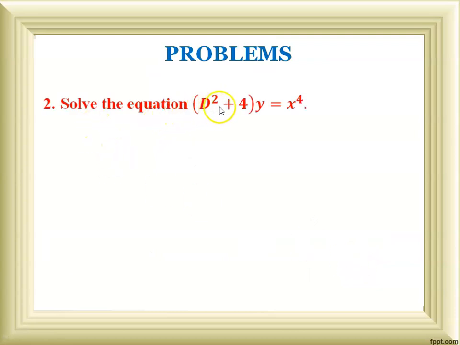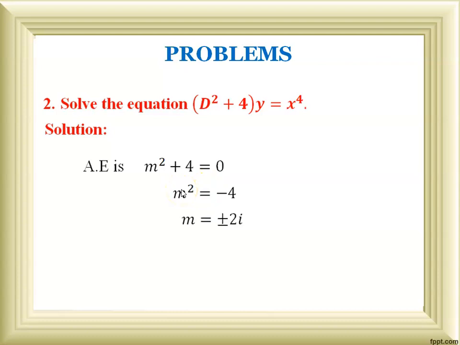Solve the equation (D² + 4)y = x⁴. This also comes under the third type category. We have the algebraic form on the right hand side. So we have the auxiliary equation m² + 4 = 0. Whatever we have in the RHS, we must take 0 in the auxiliary equation. After solving this, I will get the roots plus or minus 2i. It purely comes under the imaginary root.